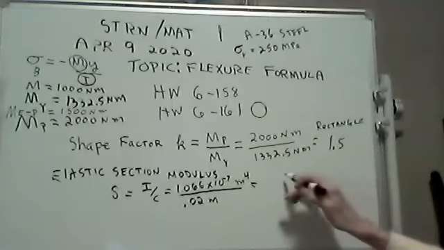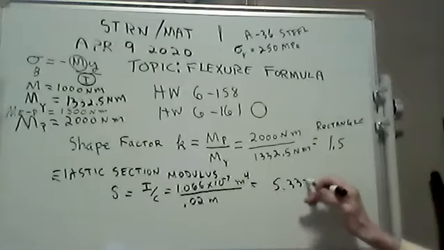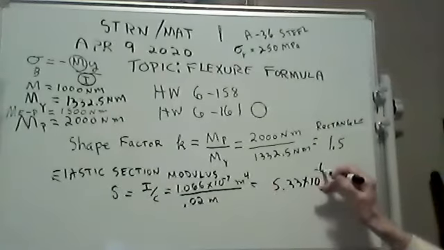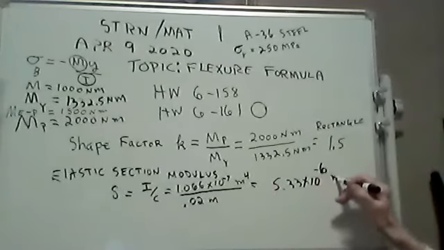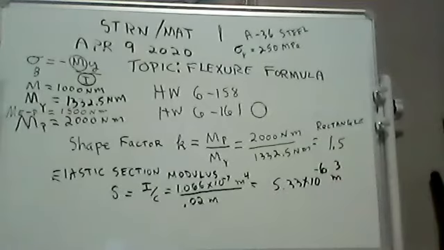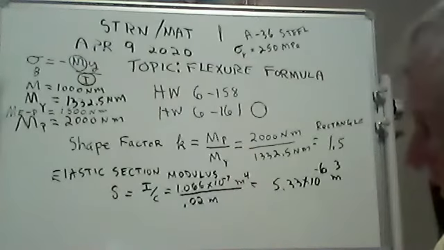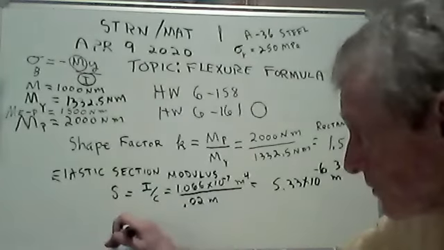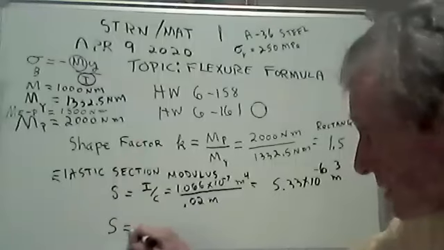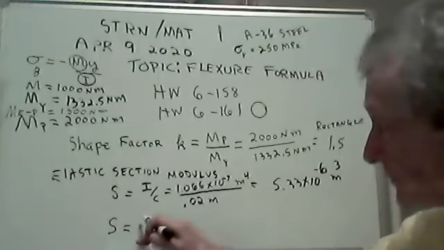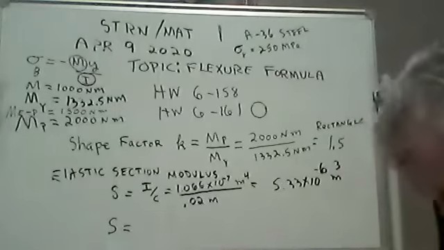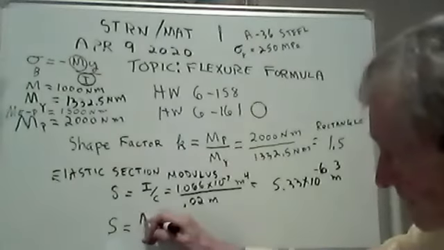Did you get 5.33 times 10 to the minus 6 meters cubed? That's what I got. And I'll wait a tiny minute, and I'm hoping that one of you guys will pipe up. Yay, we got somebody. Now there's two formulas for elastic section modulus. The other one goes like this.